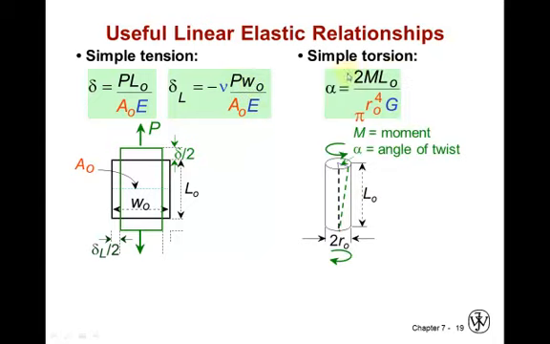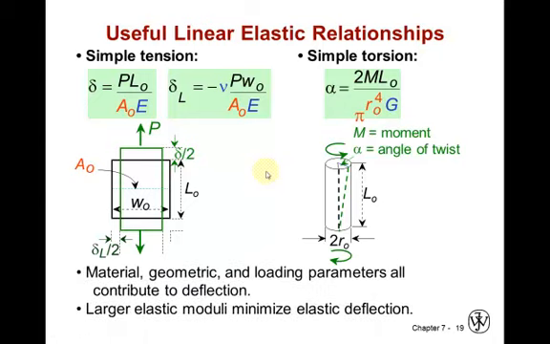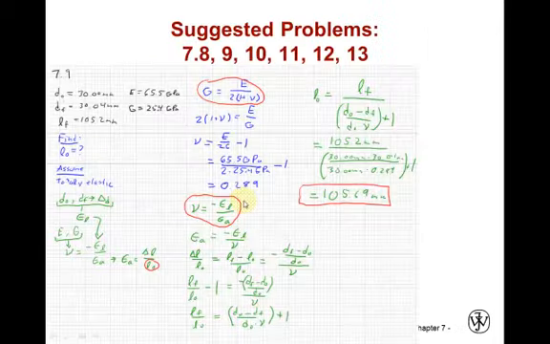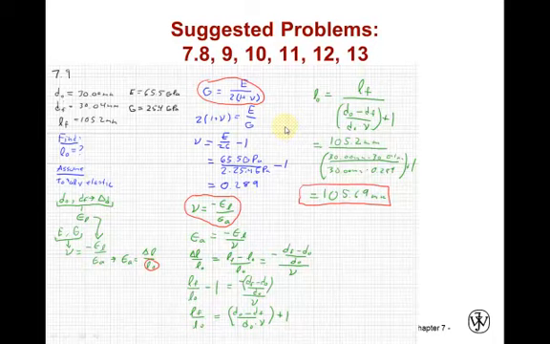In torsion, we can use this relationship, 2ML over pi r to the 4th times G. All of these have been used in a mechanics of materials course. Notice how we have material, geometric, and loading parameters. Change one, you'll change the deflection. Suggested problems for this section are 7.8 through 13.